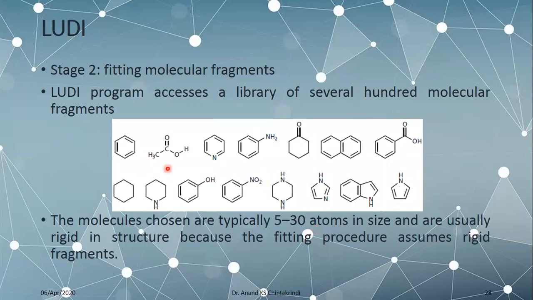Now stage 2, fitting the molecular fragments. The LUDI program accesses a library of several hundred molecular fragments. You can see it has various thousands of these molecular fragments. These are typically chosen from 5 to 30 atoms in size and usually rigid in structure, because the fitting process assumes a rigid fragment.